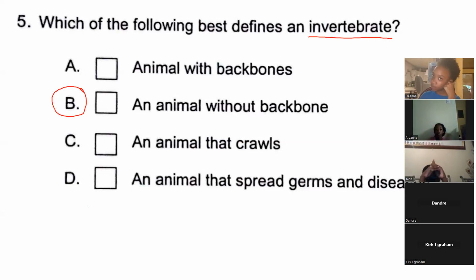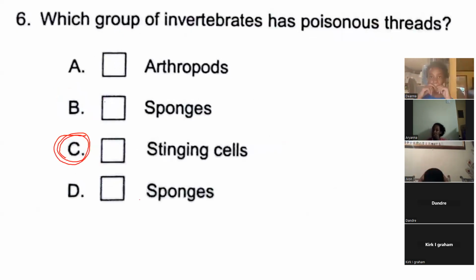So please shade that in your book. Again, please shade this in your book. The answer is B. Can I read the next one? Yes, you can. Number 6.